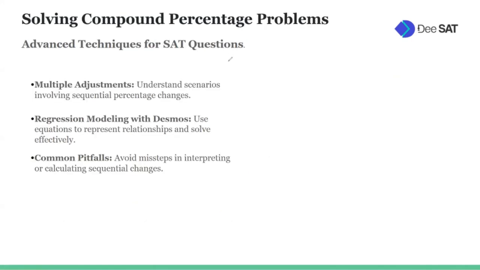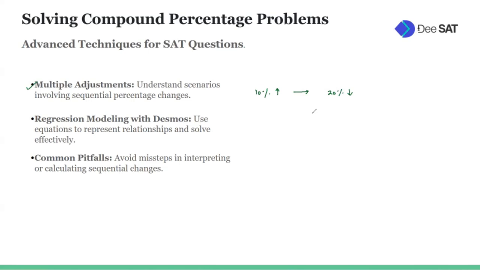Solving compound percentage problems, multiple adjustments. Compound percentage problems involve sequential changes. For instance, if a price increases by 10%, a change may happen 2 or 3 more times. So let's consider two changes. If a price increases by 10%, so there's a 10% increase in the price, and then it is followed by a decrease of 20%.